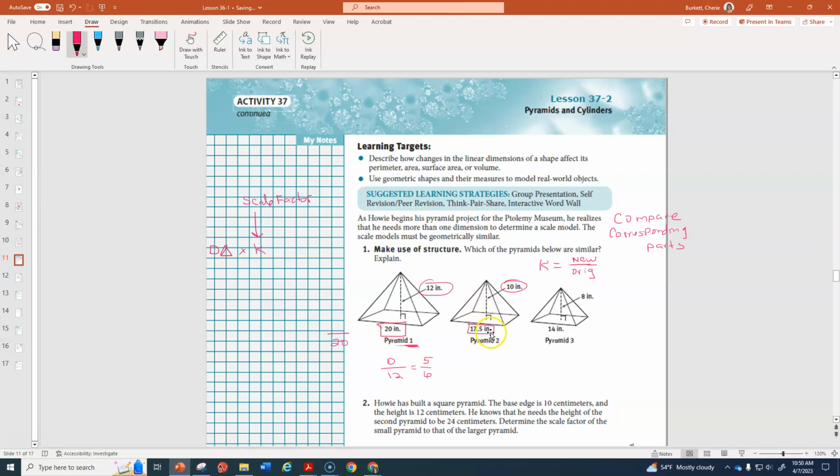And then 17.5 is going to go on top. And now we see if that reduces down to 5 over 6. Again, I'm using a calculator. I'm typing 17.5 divided by 20. And when I do that, I get 7 over 8. That reduces to 7 over 8. Since 7 over 8 is not equal to 5 over 6, pyramid 1 is not similar to pyramid 2.